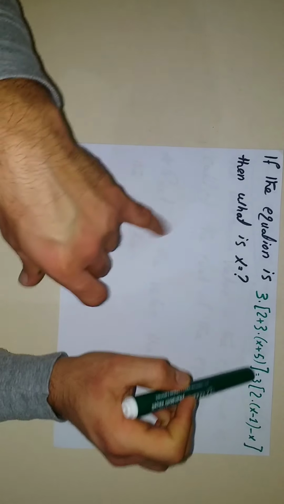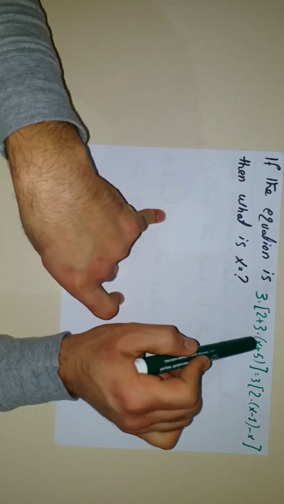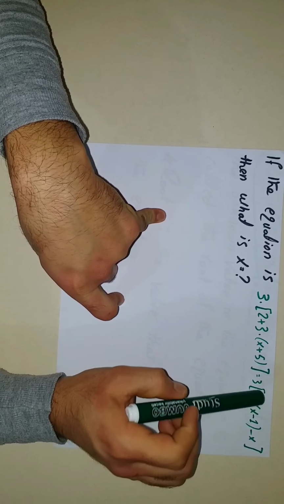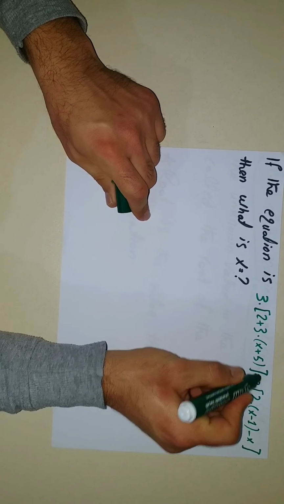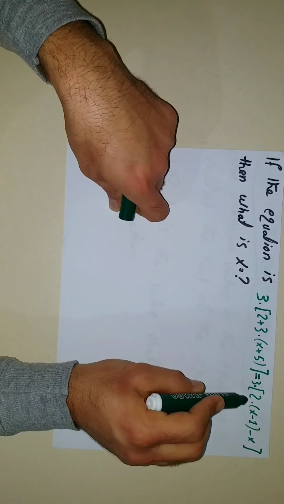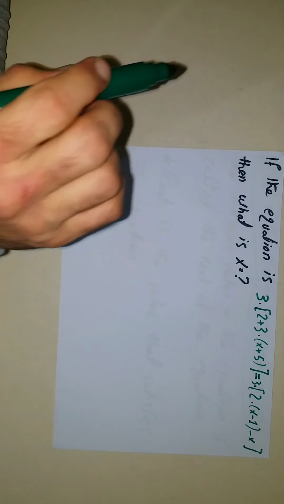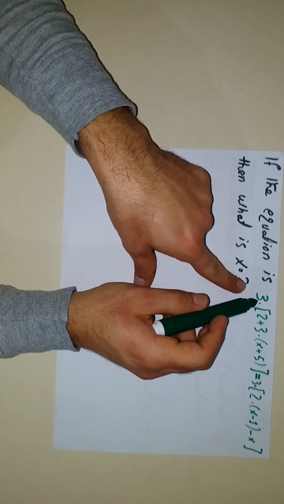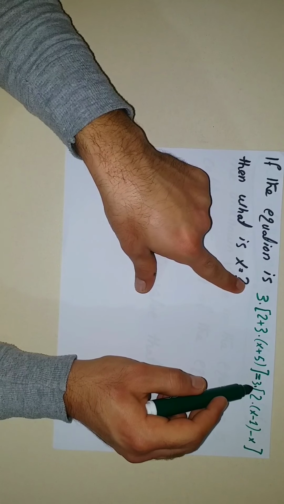If the equation is 3 multiplied by the bracket 2 plus 3 multiplied by x plus 5, and the other side of the equation, after the equal sign, again 3 multiplied by 2 multiplied by x minus 1 minus x. First I have noticed that there is a 3 on this side of the equation and there is 3 in the front of this equation.